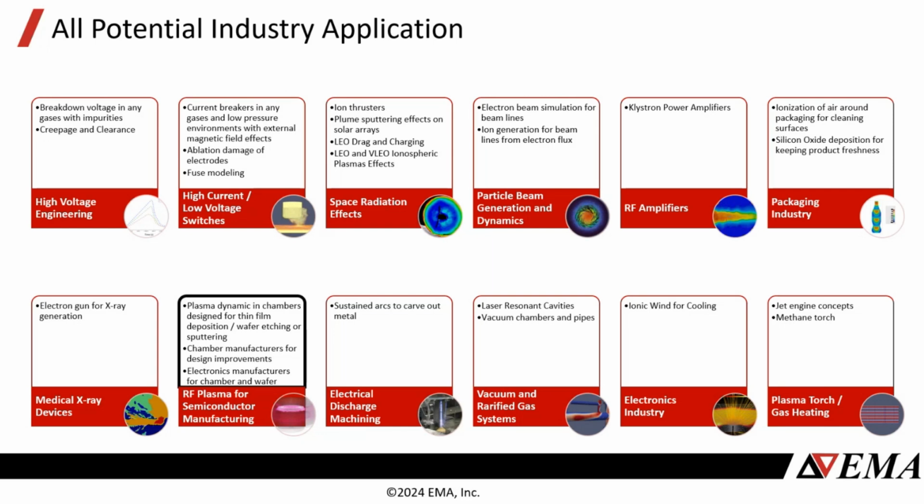in a medical device. And then we have the whole application of RF plasma, specifically for semiconductor manufacturing, which is what we'll dive into in a lot of depth today. Electrical discharge machining also uses arcs to be able to do their work. And so modeling that process requires the tools that we'll see today.